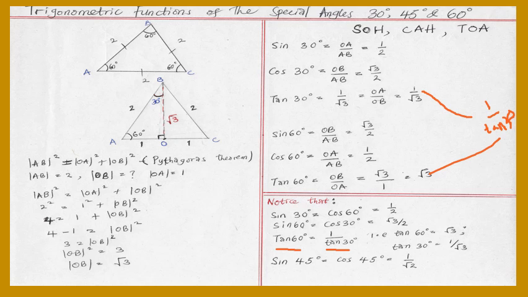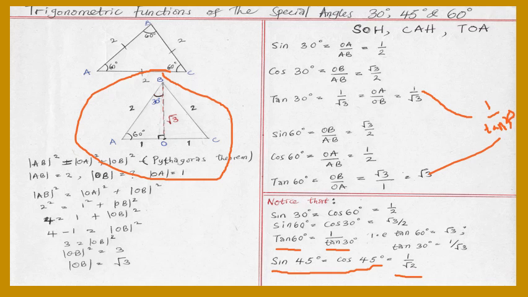And also you notice from the previous slide that sine 45 was equal to cos 45. They were both equal to 1 over root 2. So these are the special angles. It's very nice if you can master them. Or if you forget any one of them, you can just recreate them if you remember these triangles, the equilateral triangle and the isosceles triangle we used for the 45 degrees.